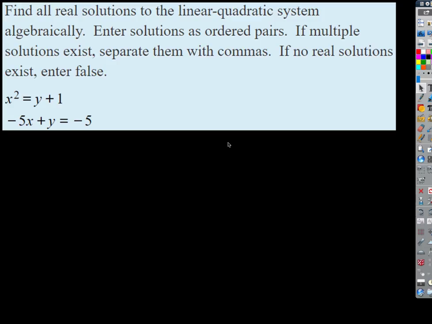Okay, let's have a look. So close those up, put them all the way closed.